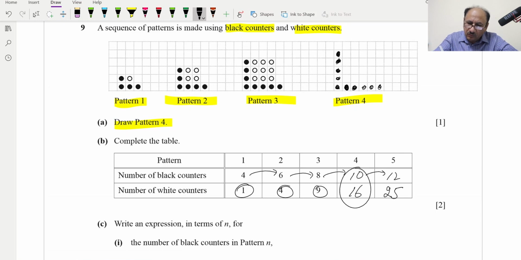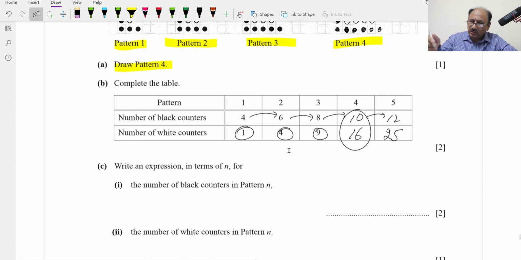Now the white ones we can also draw. The white ones will be 16. So I will draw them like this. So these are the white ones. So these are the 16. 4 into 4 will be 16. Yes. So we are done with the pattern. Now we have done the table also, which is 2 marks. So this is also done. Completion of the table is done.